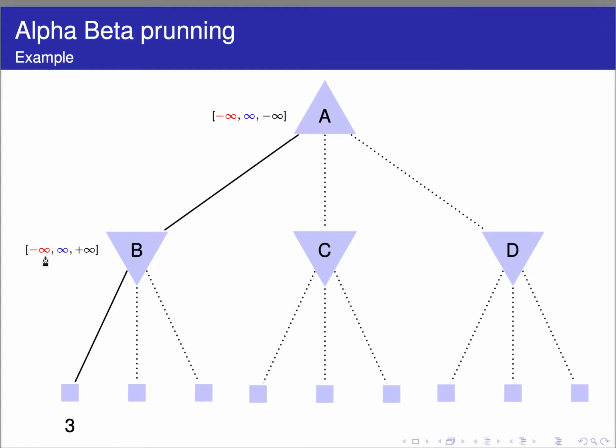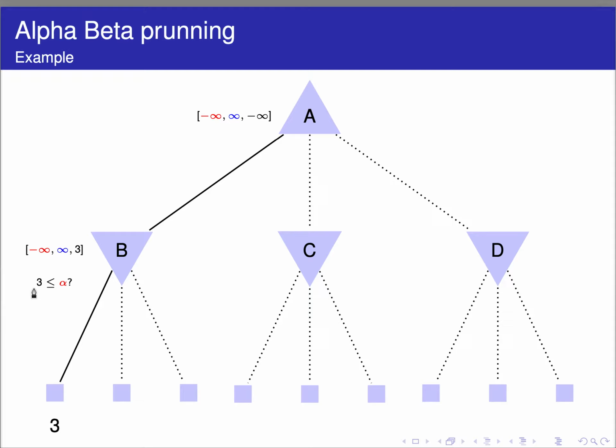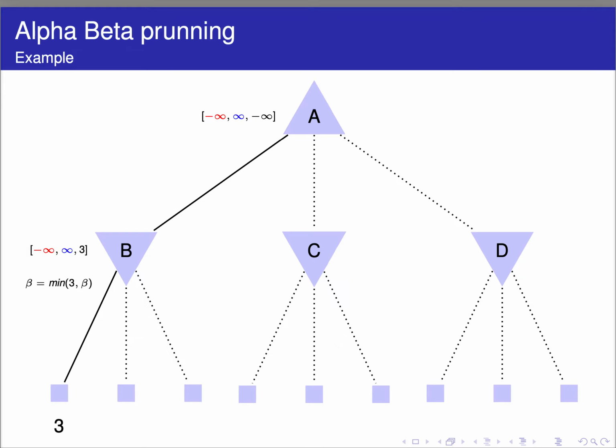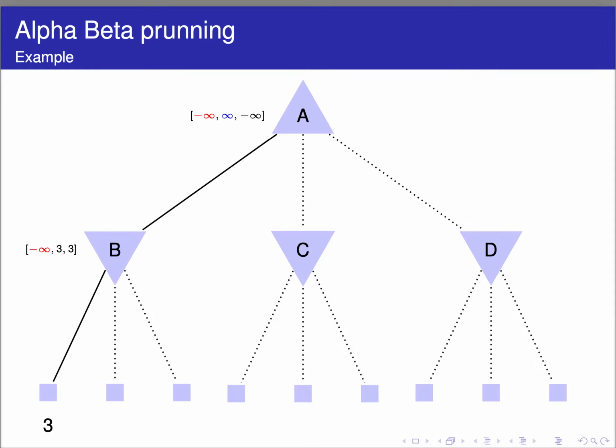And then what I ask is, I will first check whether 3 beats the value that the maximizer has as its best. I will ask, is 3 less than alpha? Is 3 worse for the maximizer? That's what I'm asking. Is 3 less than alpha? Well, alpha right now is initialized to negative infinity, so 3 is not less than alpha. So then I'm going to say, well, beta is going to be the minimum between 3 and whatever beta is so far, which is infinity.